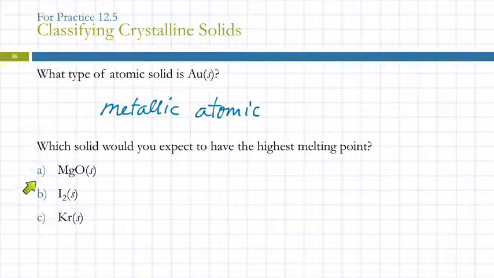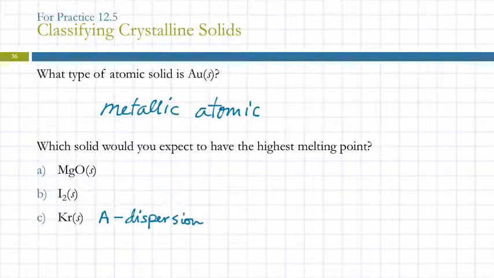Looking at these 3 compounds, which would you expect to have the highest melting point? We're thinking about what kind of solids are these? What's holding the particles together? Well, krypton is this atomic, ionic, or molecular? Atomic. It's just an atom. It's an element. So that's atomic. And what kind of intermolecular forces hold that together? Dispersion forces. So that's only got dispersion forces.